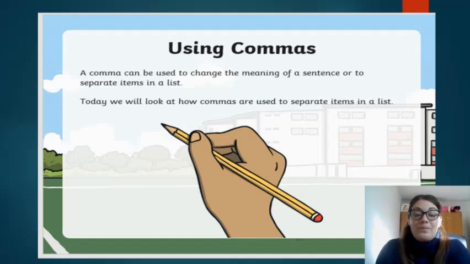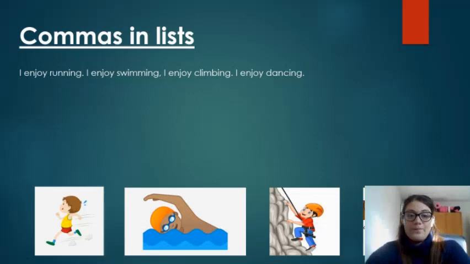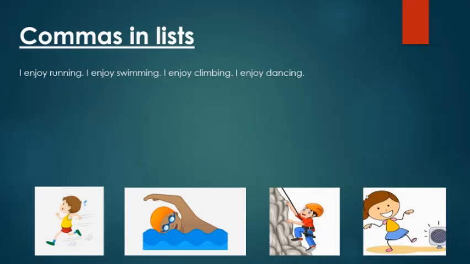A comma can be used to change the meaning of a sentence or to separate items in a list. As I told you already, today we will look at how commas are used to separate items in a list with 3 items or more. Okay, children, so let's take a look at the first task. Over here we have 4 sentences.